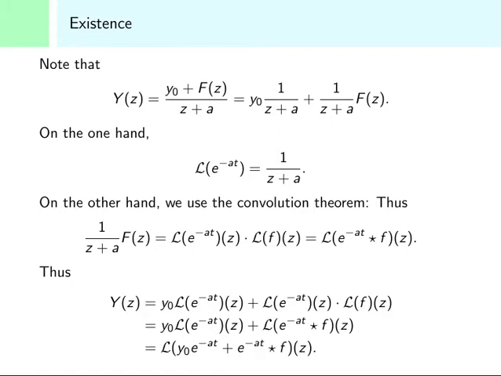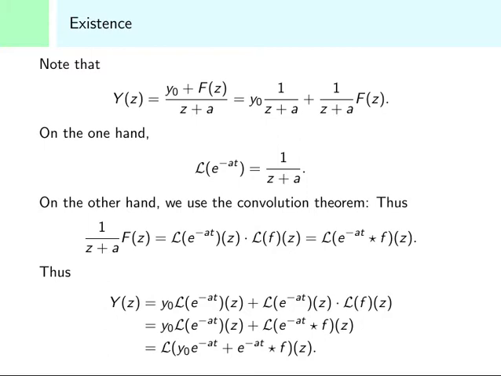We have 1 over z plus a times capital F of z. And that obviously is the same as the Laplace transform of exponential negative a t of z multiplied with the Laplace transform of f of z. The convolution theorem tells us that the product of two Laplace transformations is the Laplace transform of the convolution of the original functions. So we see that this product equals the Laplace transform of exponential negative a t convolved with f at z. If you don't remember what a convolution is, we will see that on the next slide.